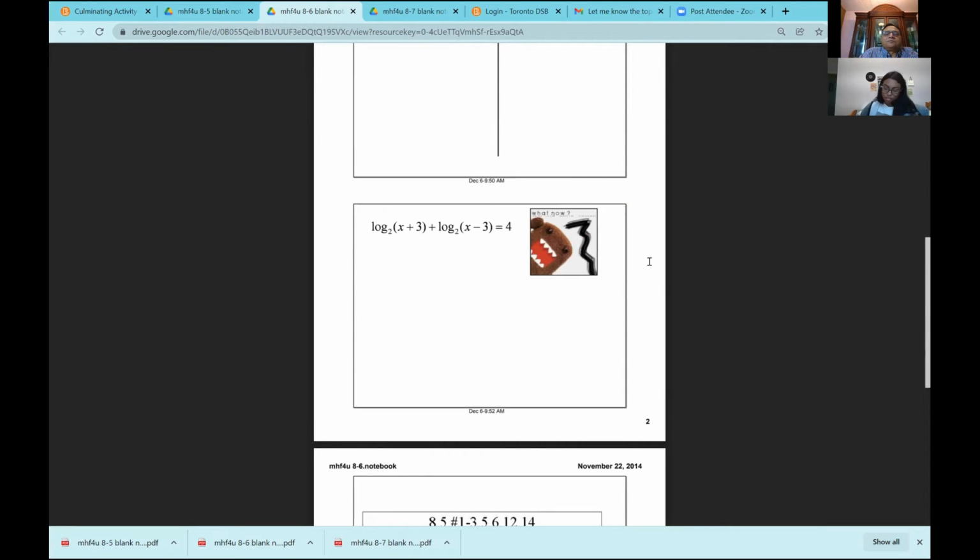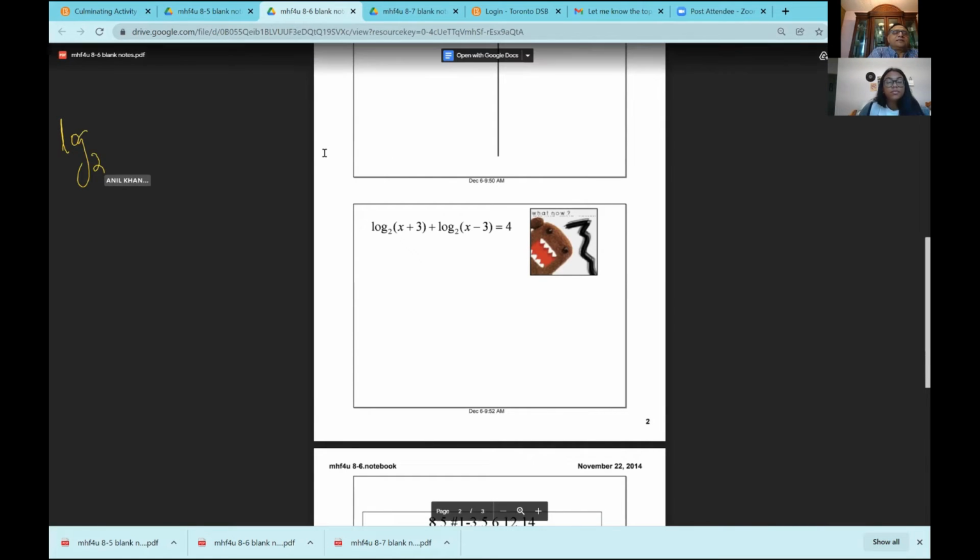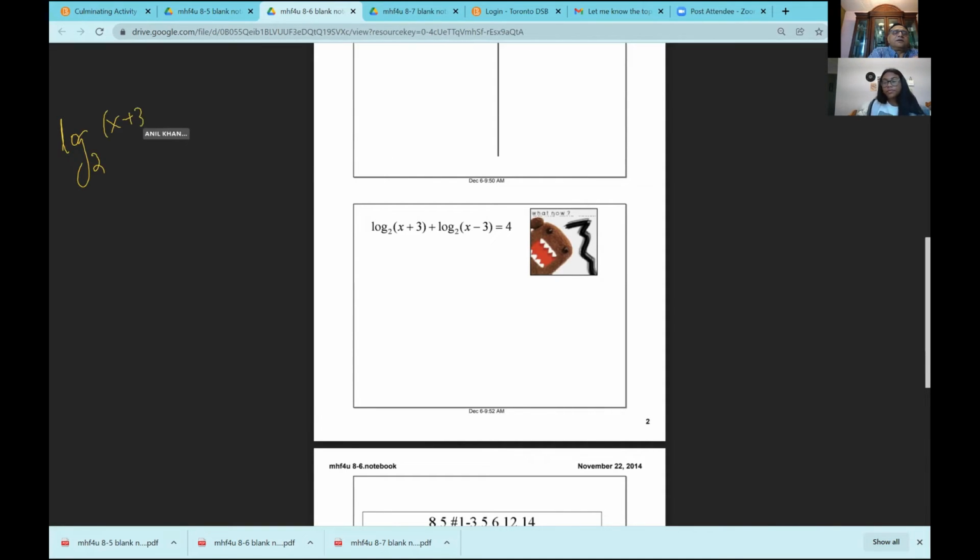Here's the last one. Last one, just multiply. So we have log to the base 2 of x plus 3 times x minus 3, which is equal to 4, correct? So that means x plus 3 times x minus 3 is x squared minus 9, right? Equals 2 to the power of 4, right? Which is 16, correct?